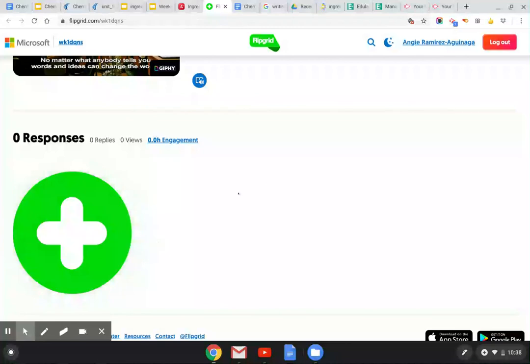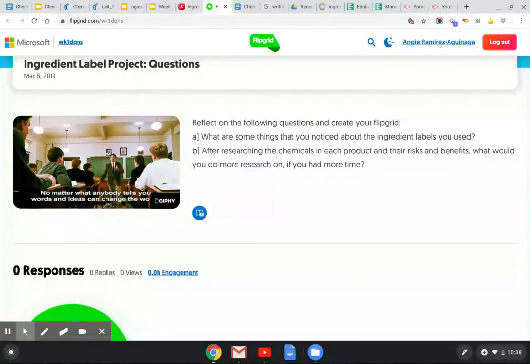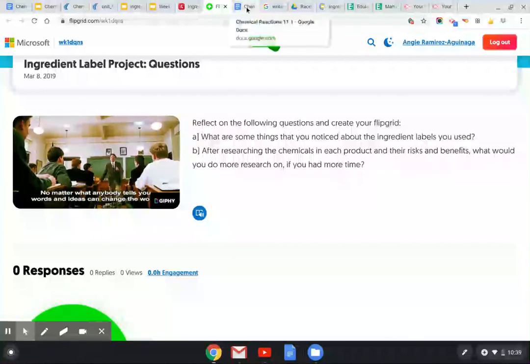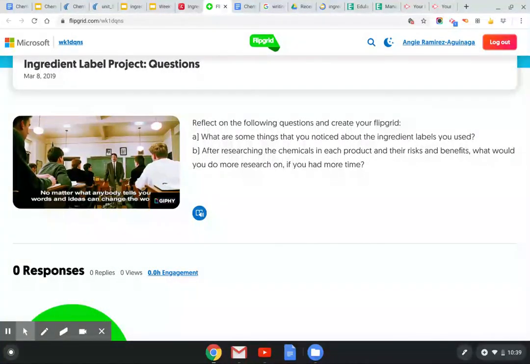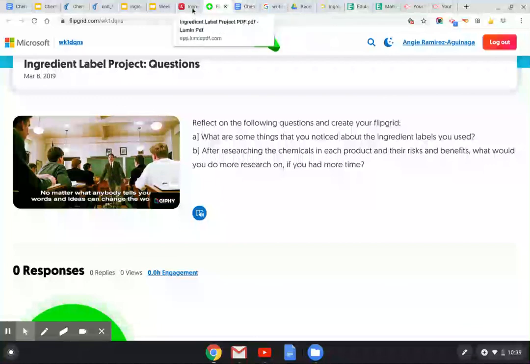There is a time limit of 5 minutes to answer these questions. I do encourage you to reflect on the questions before you record. I will use this as part of the conclusion for your project. What did you get out of looking at these ingredient labels, and what did you notice? And if we had to dive in more into the risks and benefits, what would be something you want to research? Okay, so that is pretty much it for your ingredient project.